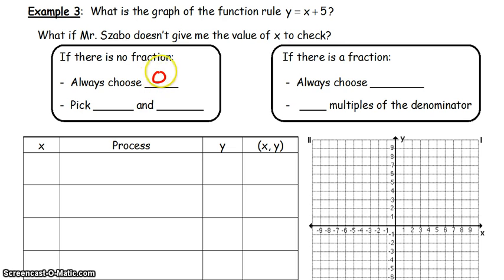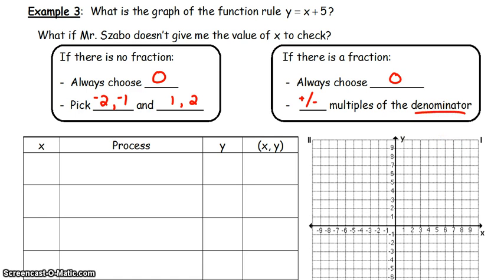You're always going to choose 0, two negative numbers. In this case, I'll say always choose -2, -1, then always choose +1 and +2 with no fraction. If there is a fraction, you still choose 0, but now you choose positive and negative multiples of the denominator. We'll take a look at that in example 4, so keep an eye on that and we'll come back to it.